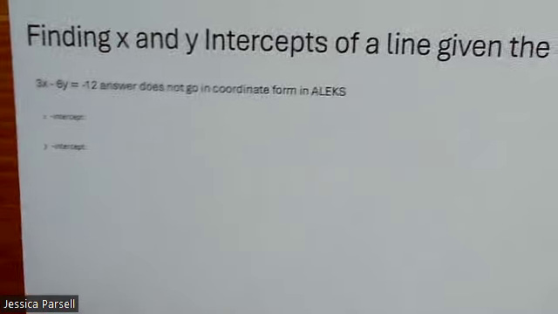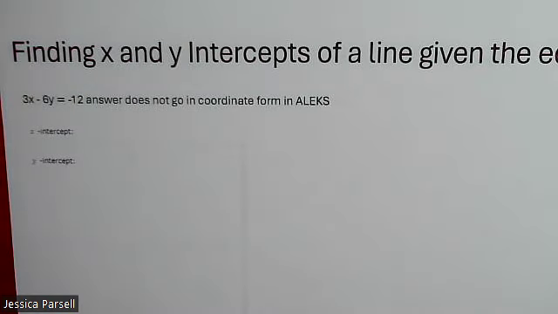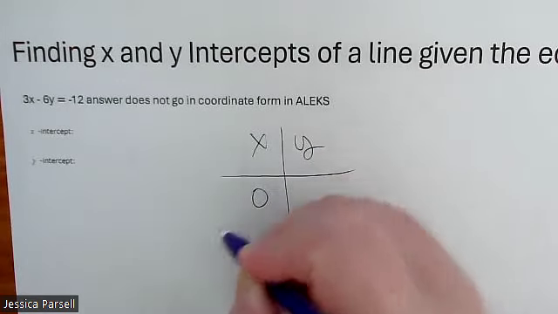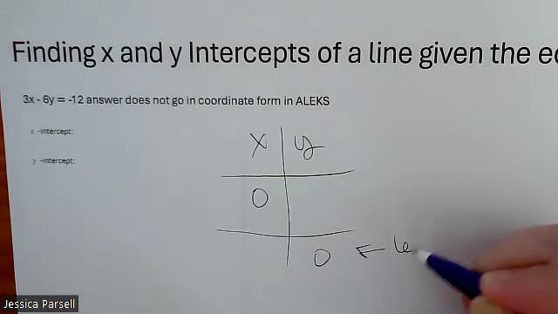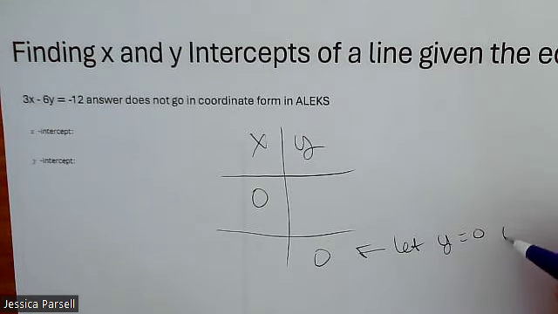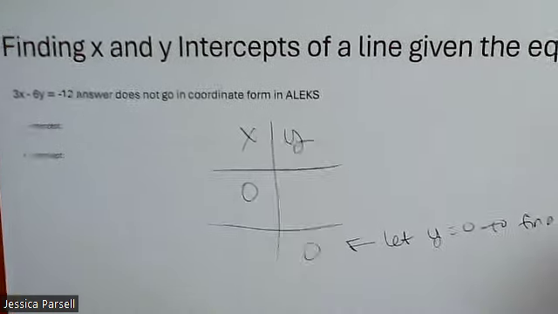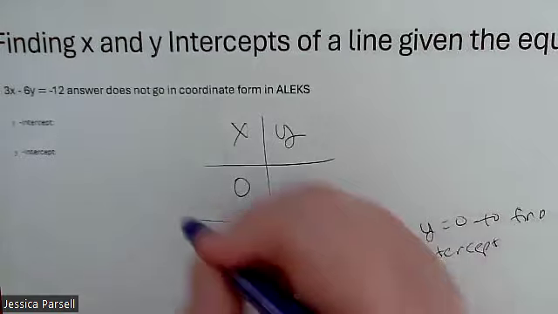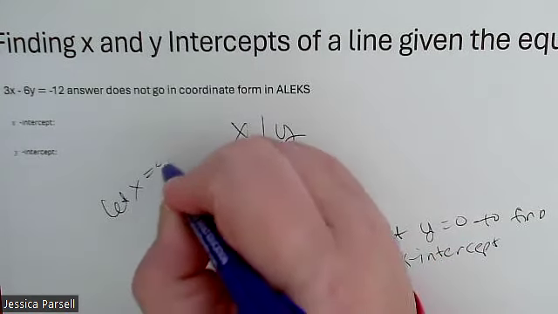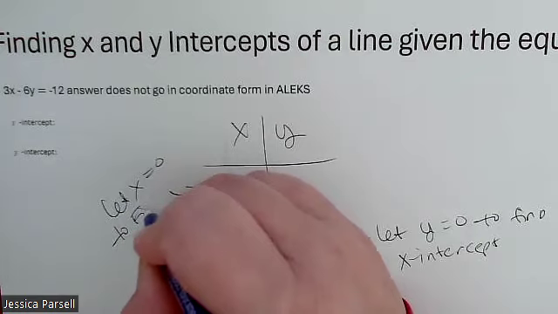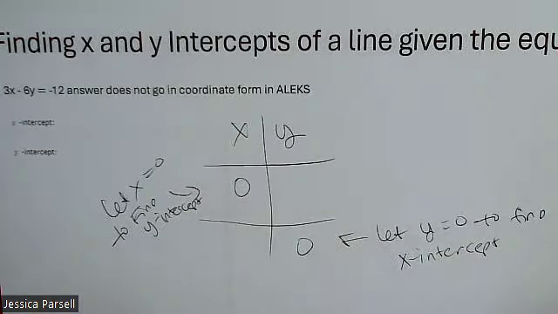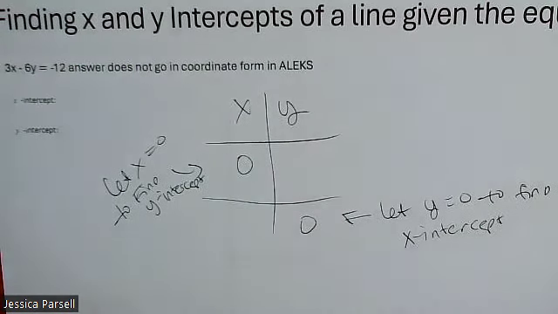Okay, finding x and y intercepts. We've got a new line, 3x minus 6y equals -12. Let's make our chart. We're going to let y equals 0 to find the x-intercept. We're going to let x equals 0 to find the y-intercept. These are just two special places. If this line happens to cross the x and the y axis, we're going to find those points.